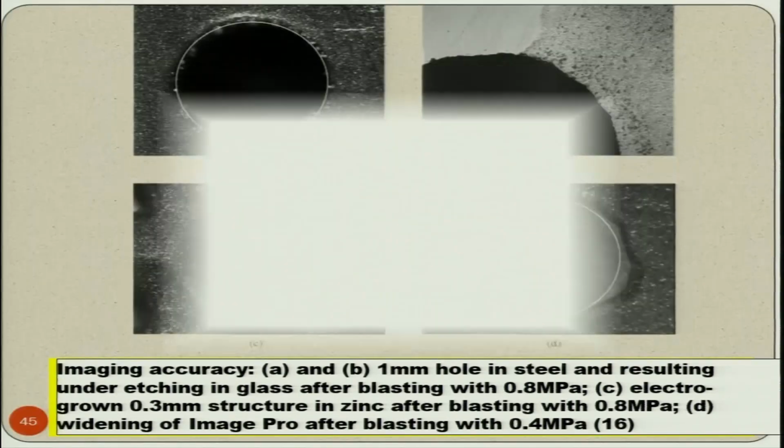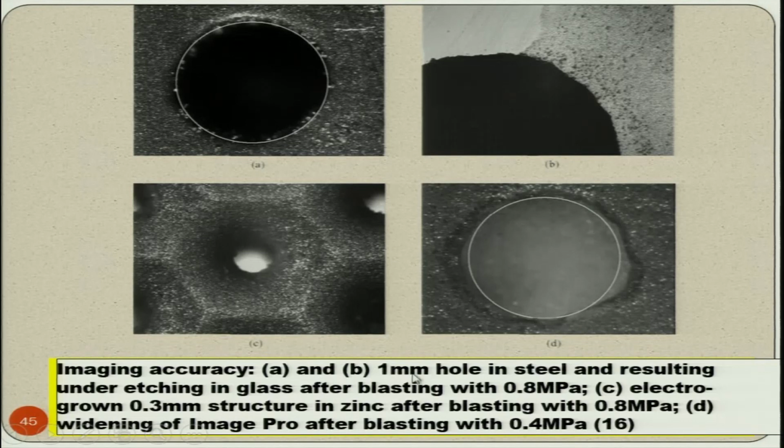Imaging accuracy, let us see. Now, you can see here A and B are a 1 millimeter hole in steel and resulting under-etching in glass after blasting with 0.8 megapascal. So, you can see this is the 1 millimeter hole A and B in steel. You can see the kind of circular edges here, and this is another part of the hole, you can see clearly. And C is the electro-grown 0.3 millimeter structure in zinc after blasting with 0.8 megapascal.